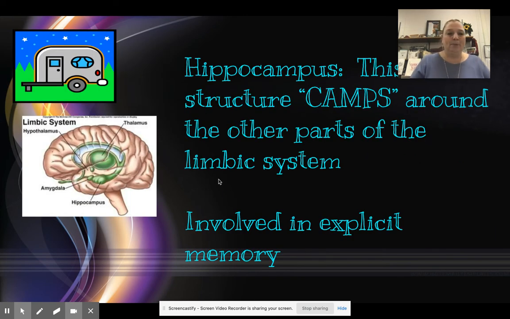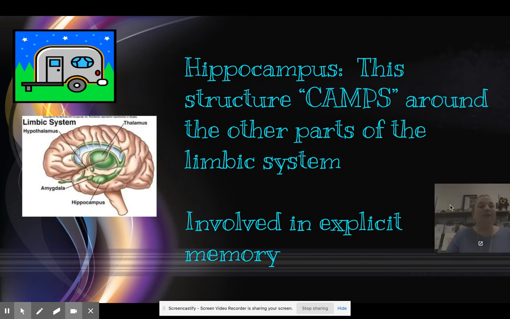If you look at the hippocampus right here, another way to remember this, if you can't remember the sentence, is that it camps around the other parts of the system. It kind of curves around the outside. You'll notice that. So it's kind of like a camper, hippocampus, camper. And that is involved in explicit memories.